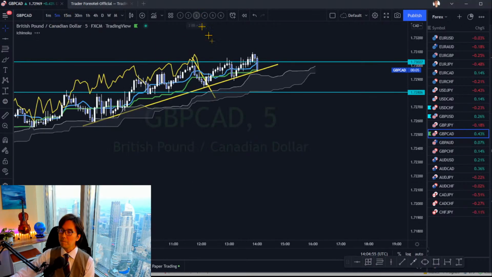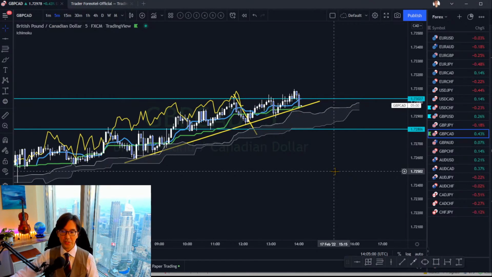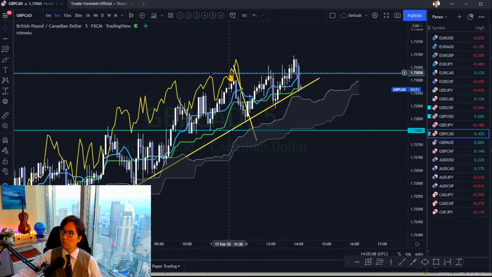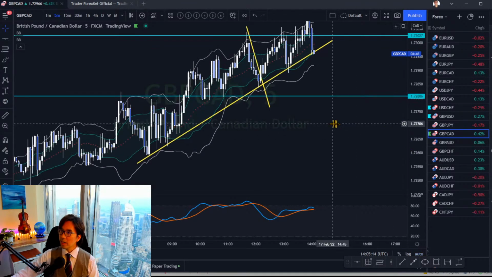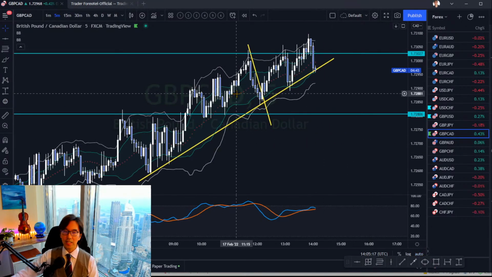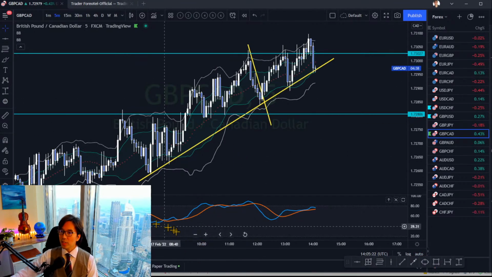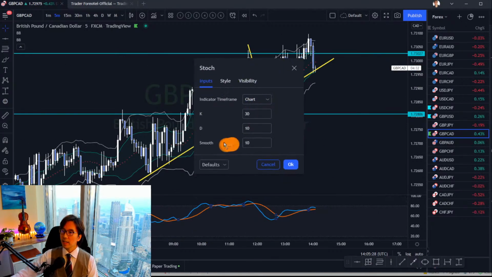In the 5-minute chart, I don't use Ichimoku. I used to use Ichimoku in the 5-minute, but not anymore because there are so many fakeouts and fake signals. So I'm now using Bollinger Bands and stochastics. For those who are new to my channel, my Bollinger Band setting is 20 SMA with deviations 1 and 2, and stochastics is 30 and 10: percent K 30, percent D 10, and smoothing 10.